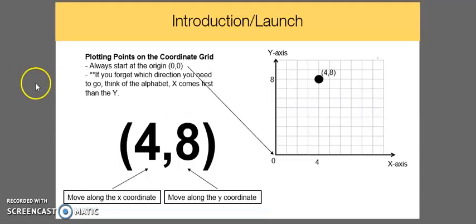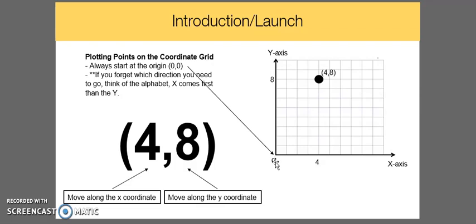So the first thing we want to do is plot points on a coordinate grid. So here's an example of a coordinate grid. On the coordinate grid, we have two lines, one that goes left and right, which is called the x-axis, and one that goes up and down, which is the y-axis. When we first look at this, we want to always start at the origin, which is over here. It's when the x is 0 and the y is 0.